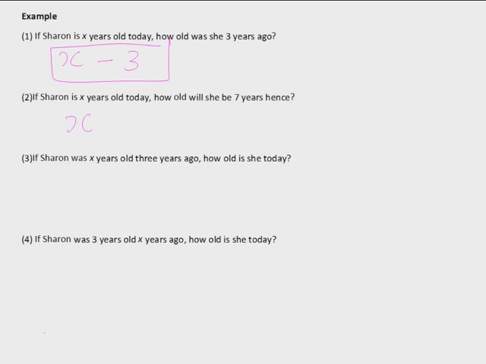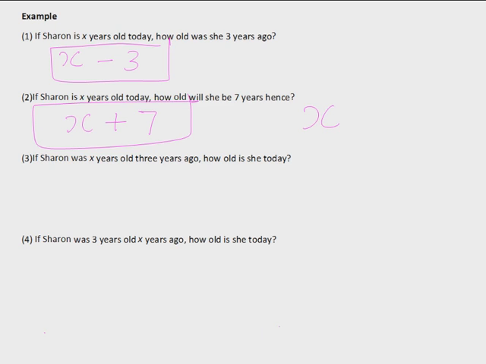I keep emphasizing this, that since you don't know Sharon's age, all you know is x. To tell me how old she is 7 years hence, you know you have to add 7 to x. But you can't simplify this further because you don't know x. So her age 7 years hence will be x plus 7. Pardon my x's, curves don't seem to be meeting.